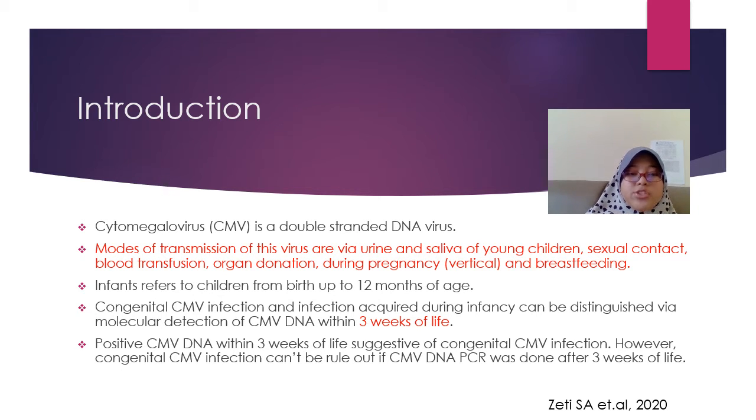Congenital CMV infection and infection acquired during pregnancy can be distinguished via molecular detection of CMV DNA within 3 weeks of life. Positive CMV DNA within 3 weeks of life is suggestive of congenital CMV infection. However, congenital CMV infection can't be ruled out if the CMV DNA PCR was done after 3 weeks of life.